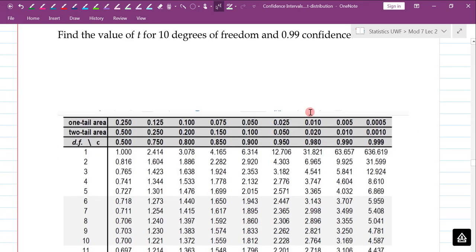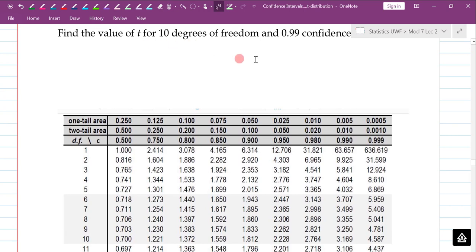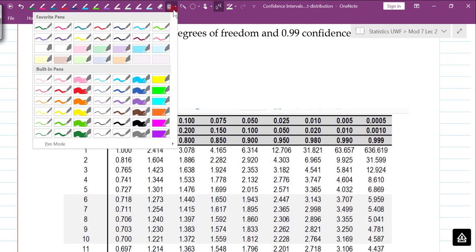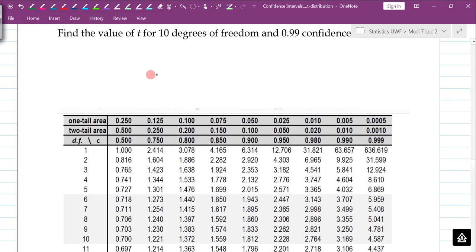It says find the t for 10 degrees of freedom and 99% confidence. So we're finding t for 0.99, comma, and 10 degrees of freedom. So we'll write 10 right there because it tells us how many degrees of freedom. And again, we're not going to be using this, and we're not going to be using this.